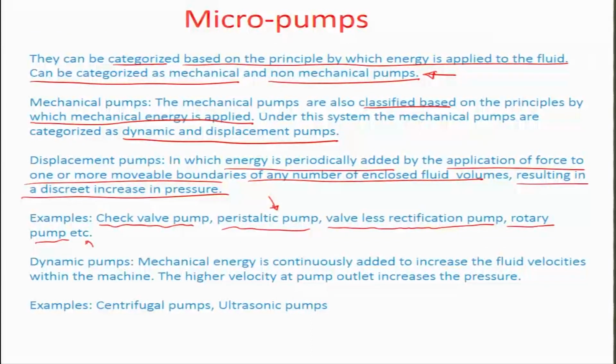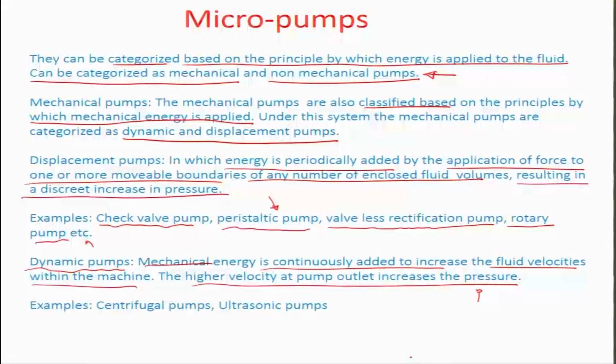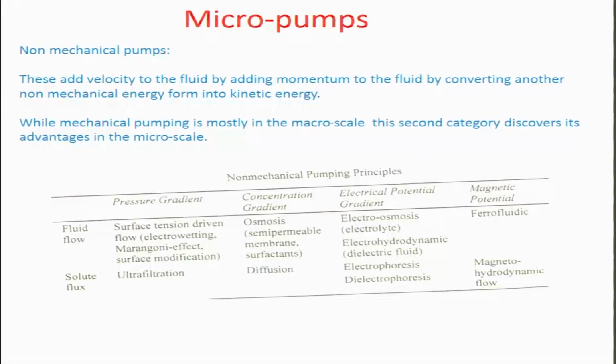In the dynamic pumps, mechanical energy is continuously added to increase fluid velocities within the machine. The higher velocity at the pump outlet increases the pressure, and this leads to the forward discharge. Some examples could be a centrifugal pump or an ultrasonic pump, where energy is continuously being applied, not in discrete form. So these are the basic classifications of pumps when we start talking about micropumps.